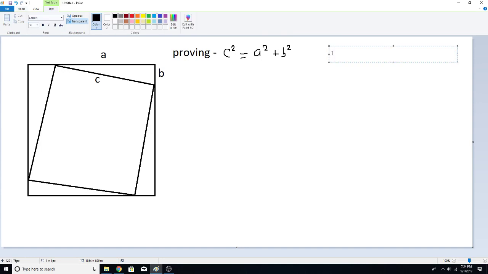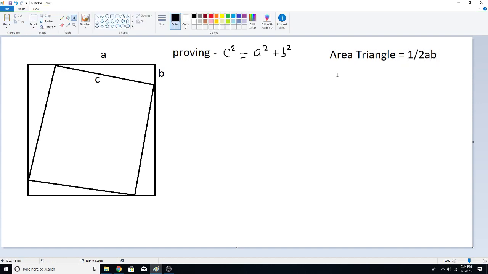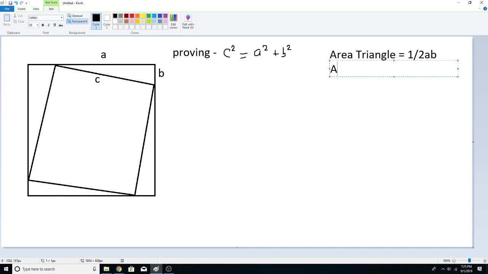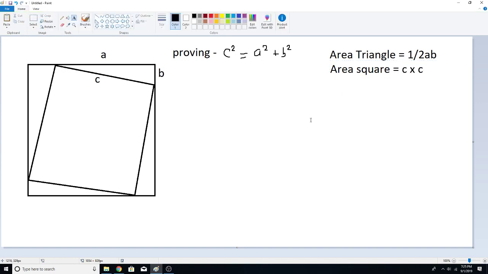So, area of a triangle equals half AB. From this example here, half of AB is just in the context of Pythagoras. So the area of a triangle and the area of a square. In this case, it's c times c, or c squared.